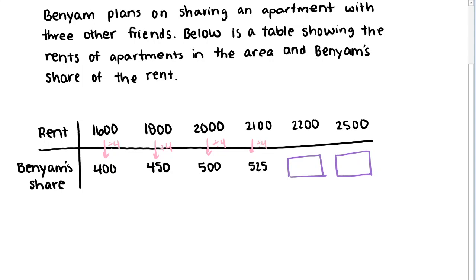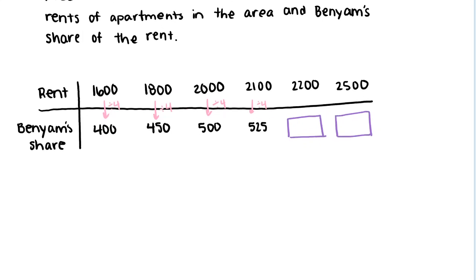And so it feels like the relationship between the rent and Binyam's share is that they're just taking the rent and dividing it 4 different ways, splitting it evenly. And Binyam would pay 1/4 of the total rent. And so here, if we want to fill in the rest of this table, all we have to do is take these rent values and divide them by 4. So we would take 2,200 divided by 4, and this is probably not one that's very easy to compute in your head. Feel free to use the calculator, that's okay.